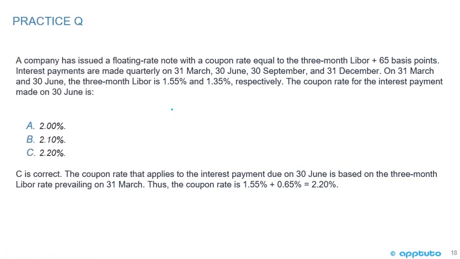Okay, this is a little bit of a tricky question, but as I often say, fool me once, shame on you, fool me twice, shame on me. So what have they done? They've given us March, they've given us June, and they've given us September and December.